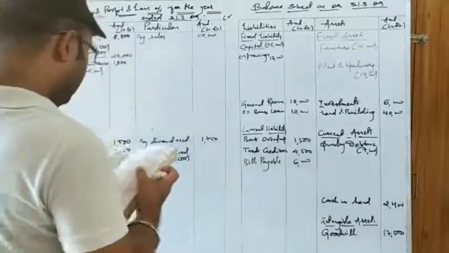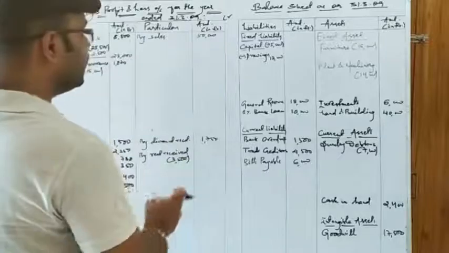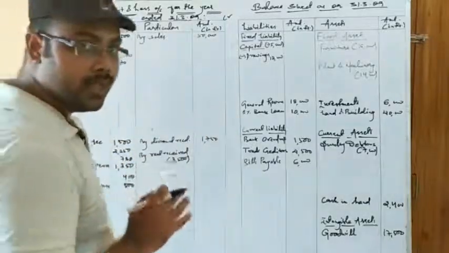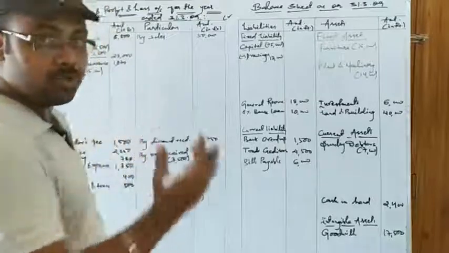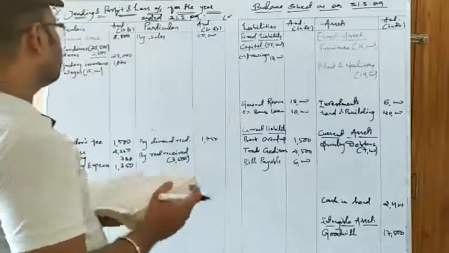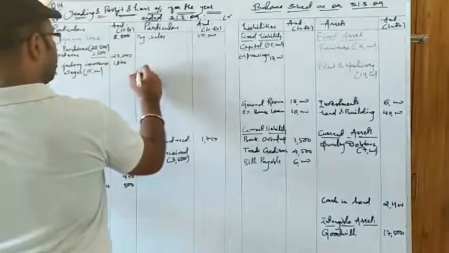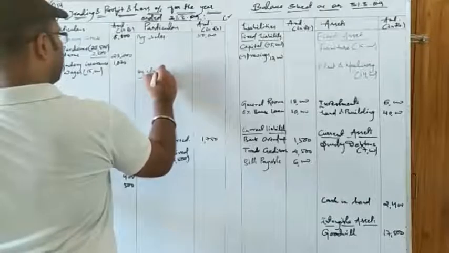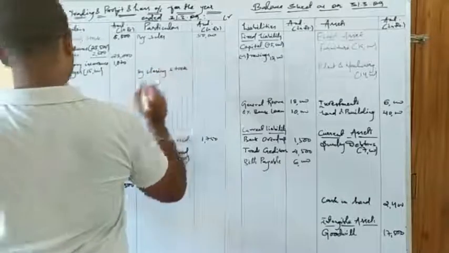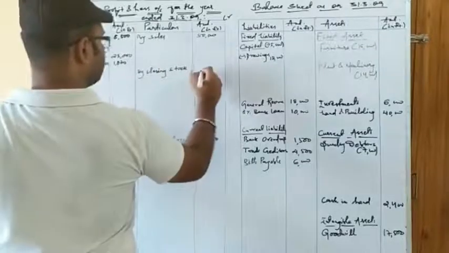Now we shall solve the adjustments given in the question, because the posting of the items inside the trial balance is over. So now we will move on to the items outside the trial balance. The first item is closing stock. As you know, how is closing stock treated? First of all, it is taken to the credit side of the trading account, then current asset. Closing stock given is 15,500.